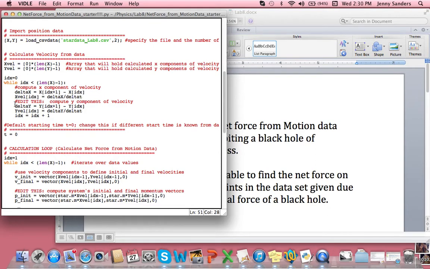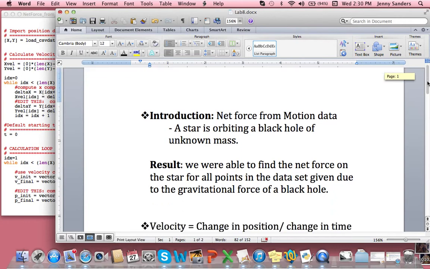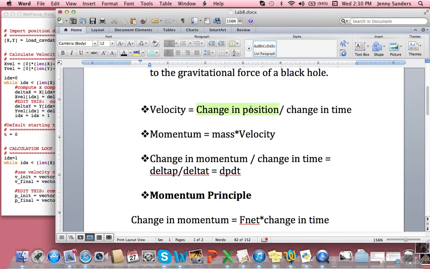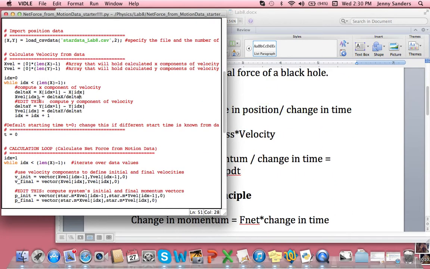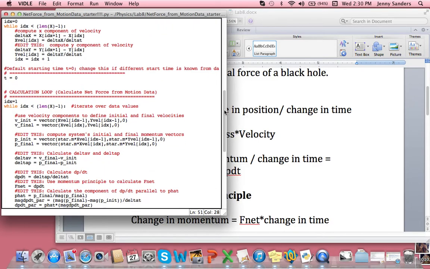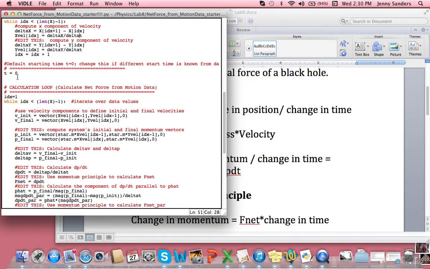From these, I found the velocity in the X and Y direction by saying velocity equals the change in position over the change in time. So using the change in position, we were able to find the X component and the Y component of velocity. Using those, we were able to find the vector form of the velocity initially and finally by plugging in the X velocity and Y velocity for both parts.